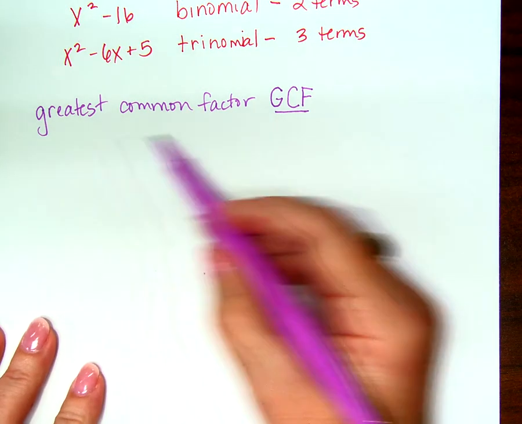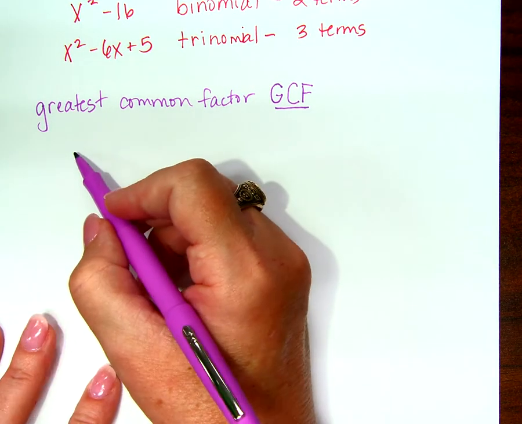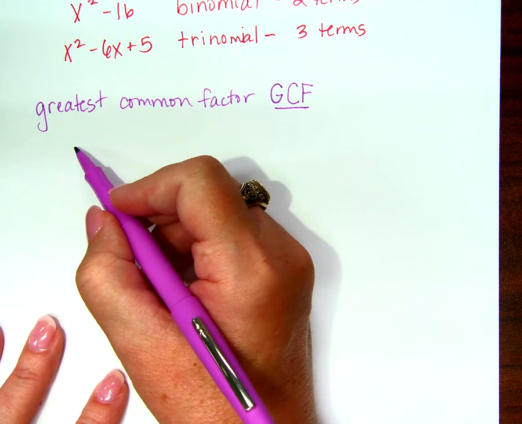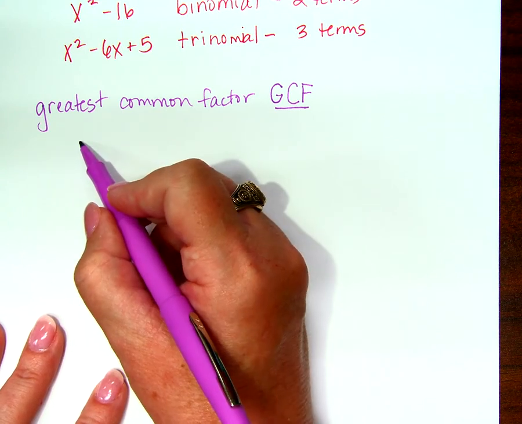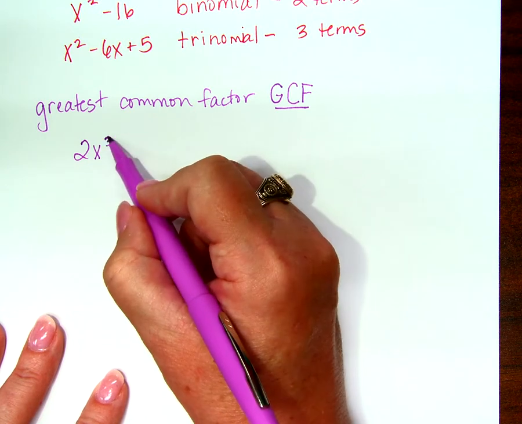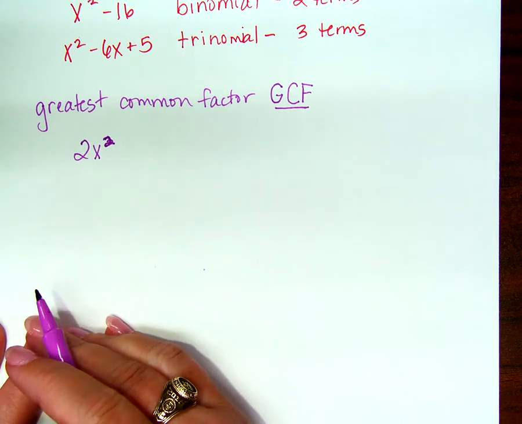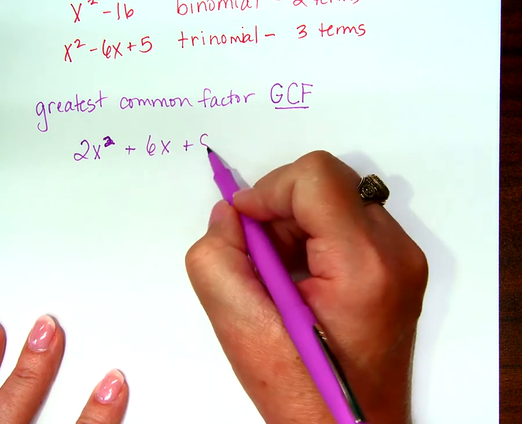Okay, so let's talk about GCF. Let's talk about greatest common factor. If I give you a trinomial, or any sort of polynomial, it doesn't have to be a trinomial, but let's talk about a trinomial right now. 2x to the third, except can I make that a second? Because that's what I meant to write. 2x squared plus 6x plus 8.